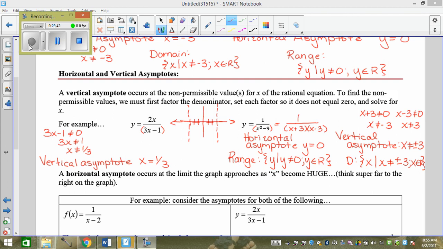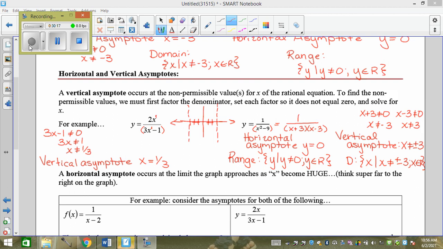Our problem with the first example is what? For the horizontal asymptote, the top has a variable and the bottom has a variable. They're both degree 1. So this one has an exponent 1, this one has an exponent 1, doesn't it? So it's not going to be y equals 0, because it doesn't follow my rule. My rule was the top has to be a number, the bottom has to be a variable, you get y equals 0, correct?